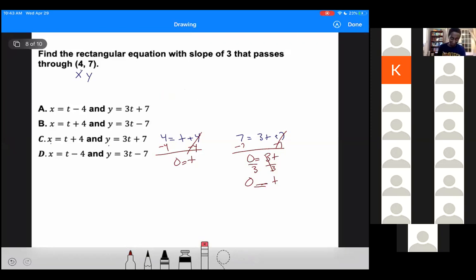Okay, so you plugged in. So you solve for C. So you subtract 4. And you plug that in for t, right? So you plug this in here, so you get y equals. Hold on 1 second.